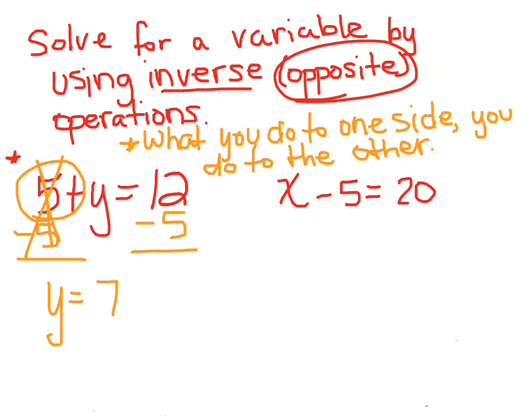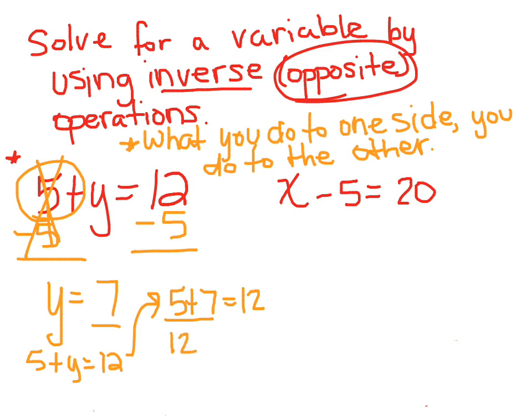Now we check it by substituting y for that number 7. My expression was 5 plus y equals 12, so I'm going to rewrite it. I'm going to say 5 plus 7, because y equals 7, equals 12. So 7 plus 5 is 12, and that equals 12, so y equals 7 is correct. So we solved it by doing the inverse operation, and then we checked it by substituting that letter for the number that we got.